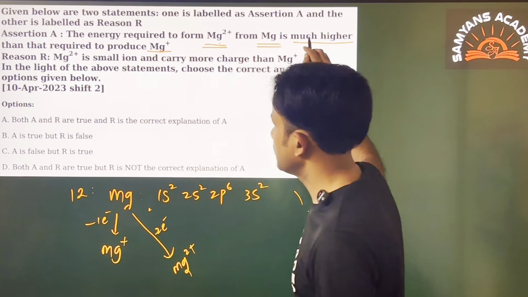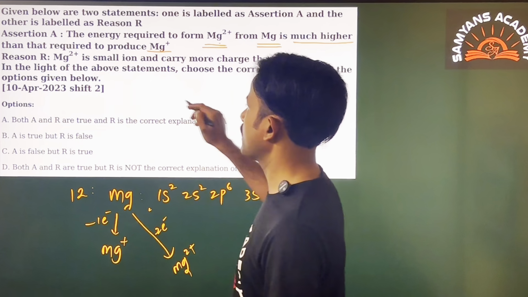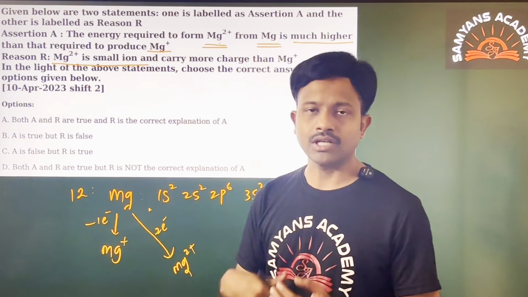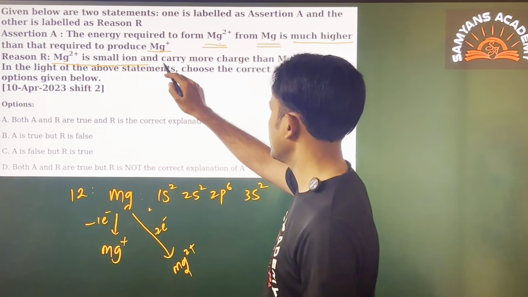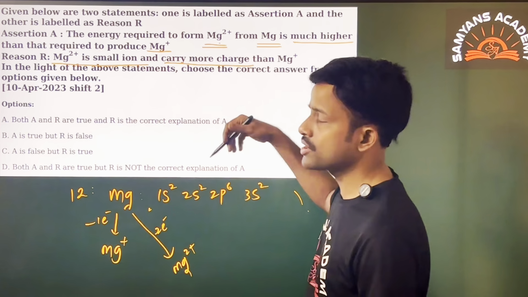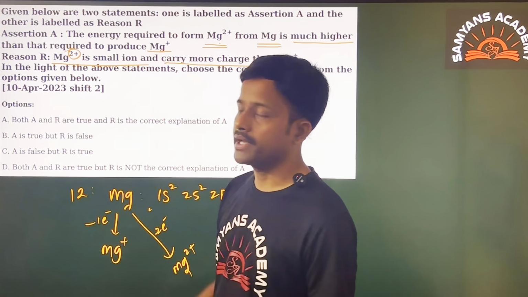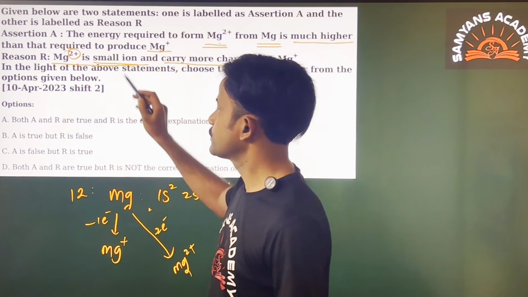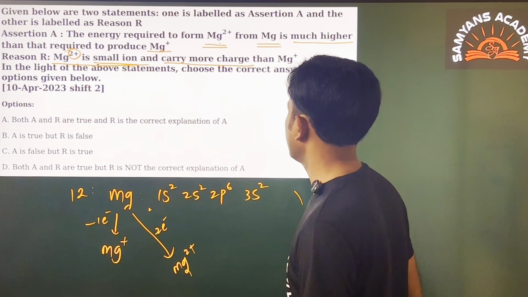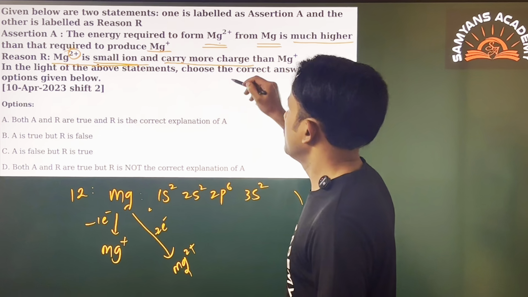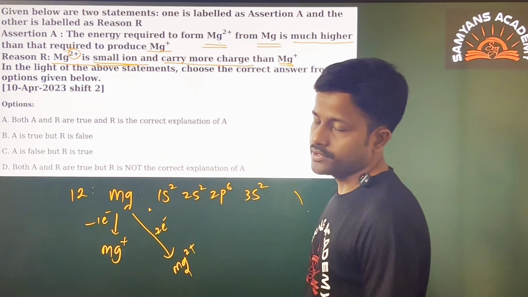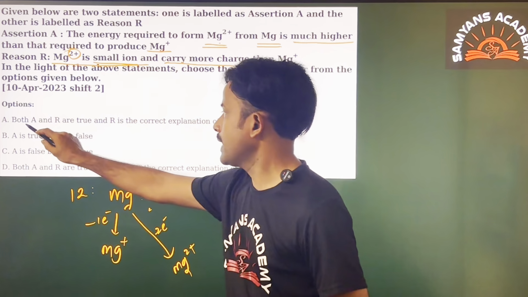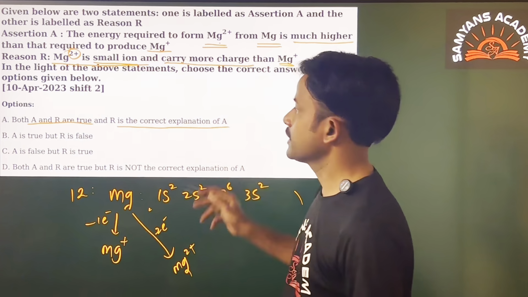So assertion A is correct and reason R is also correct. Why? Because magnesium 2+ is a smaller ion, and as the charge increases on the atom, from magnesium + to magnesium 2+, the ion becomes smaller. The smaller the ion, the more energy it carries than magnesium +. Both assertion and reason are correct, both A and R are true, and R is the correct explanation of A.